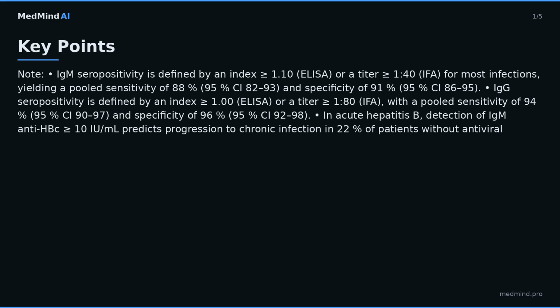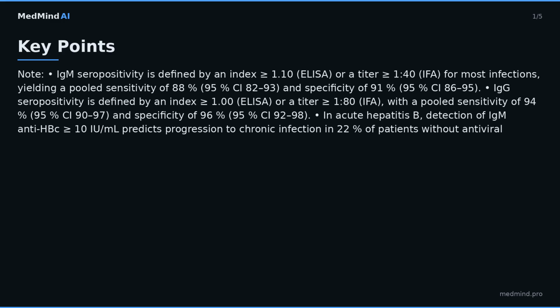In acute hepatitis B, detection of IgM anti-HBc greater than or equal to 10 IU/ml predicts progression to chronic infection in 22% of patients without antiviral therapy, IDSA 2023 guideline. For Lyme disease, a positive IgM Western blot requires greater than or equal to 2 of 3 specific bands, 23, 39, 41 kDa, and confers a positive predictive value of 71% in endemic areas, CDC 2022.